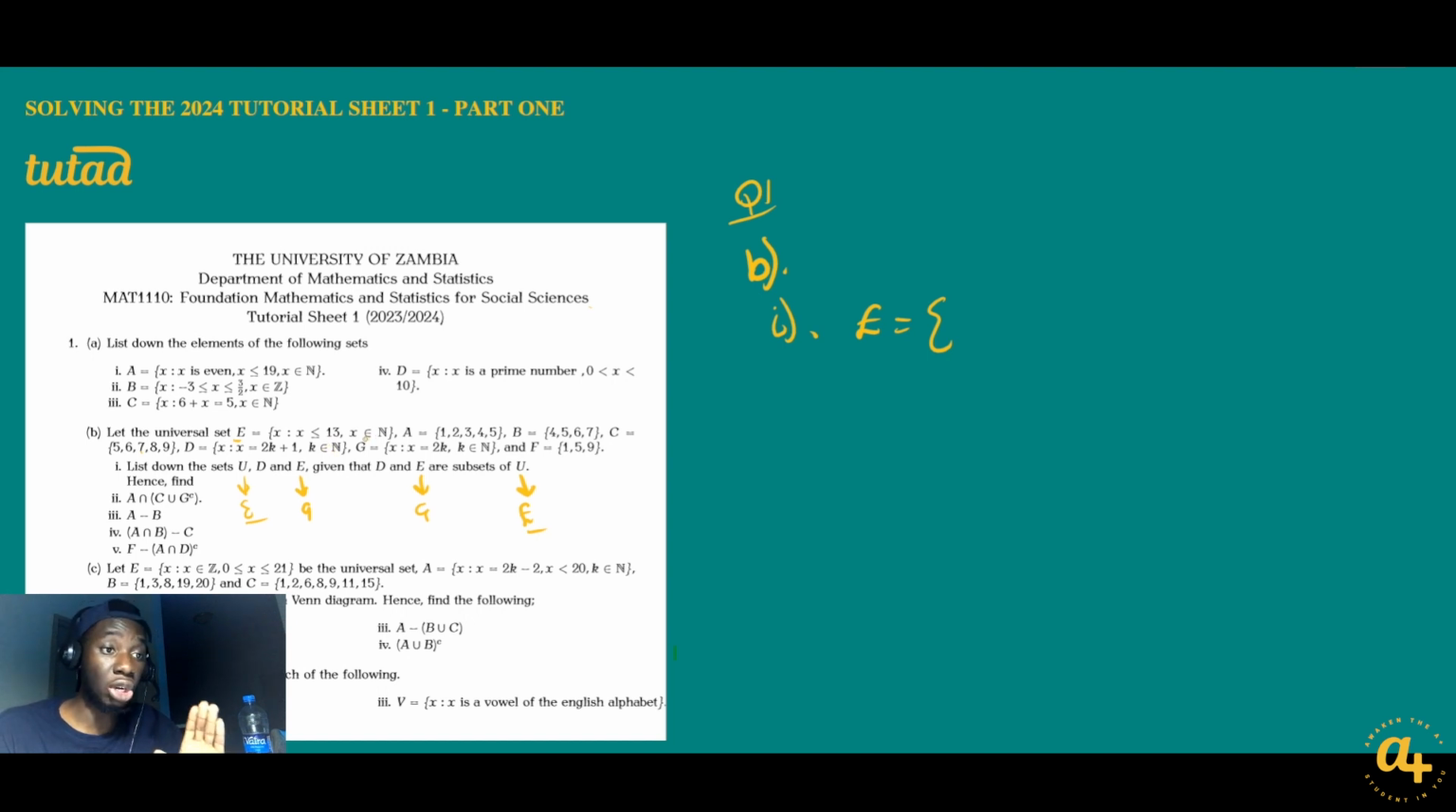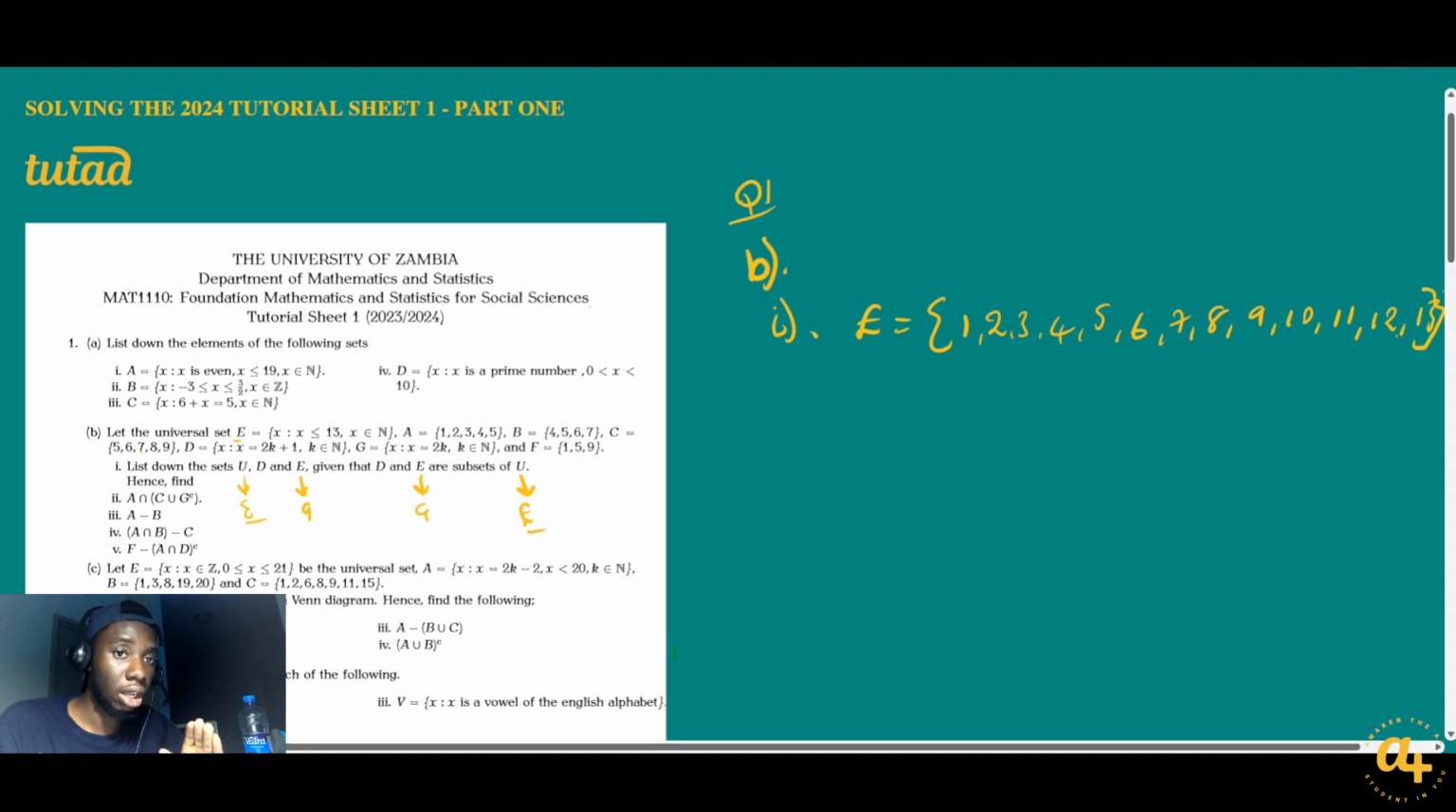We know that natural numbers start from 1. Therefore, our first element here is going to be 1, 2, 3, 4, 5, 6, 7, 8, 9, 10, 11, 12, and finally 13. So this is our universal set. We've listed down all the elements in the universal set. Just take note that at the end here we have 13, in case you can't see it properly. Now let's move on to the next set.